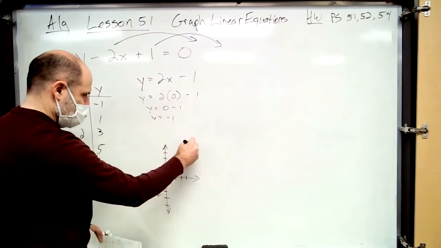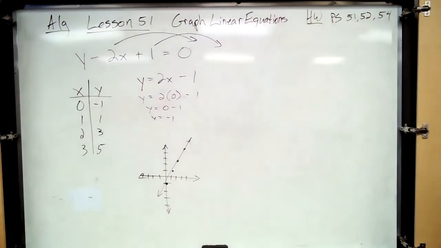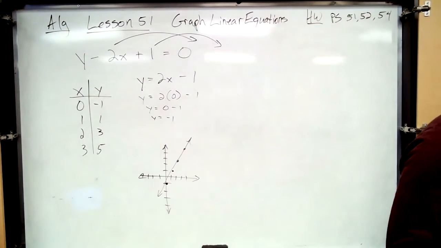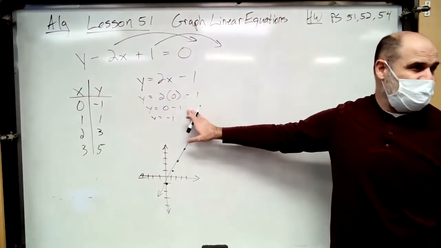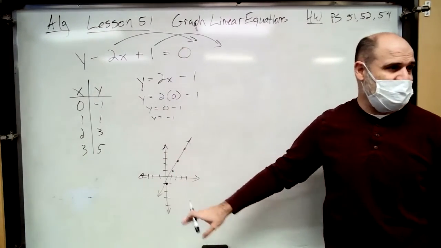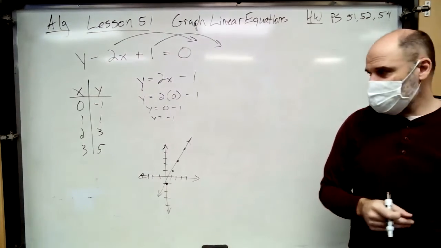Isn't that cool? It's not perfect because it's not a perfect graph, but if it doesn't form a straight line, then something went wrong. Okay, this is a great way to check. You could have just plugged in a number wrong, or you could have graphed it wrong, but something went wrong if it doesn't make a straight line.